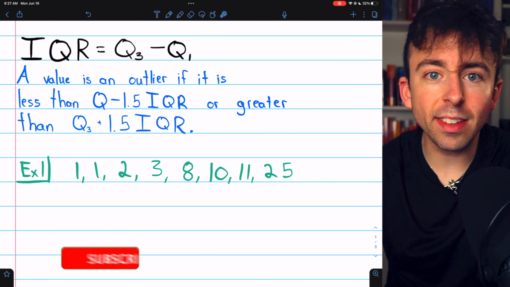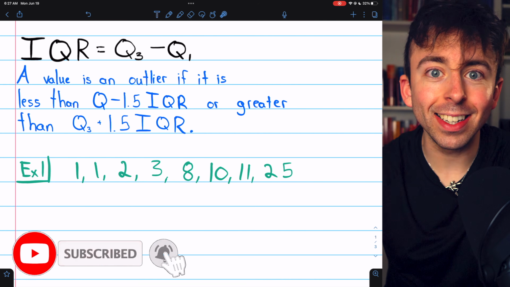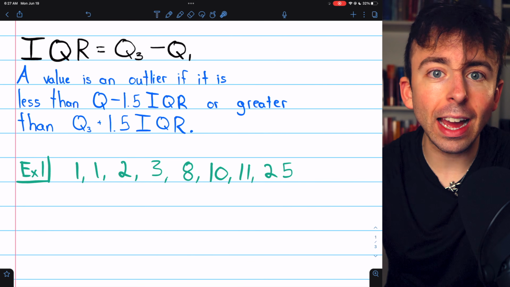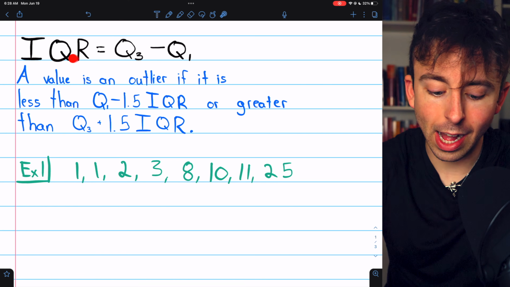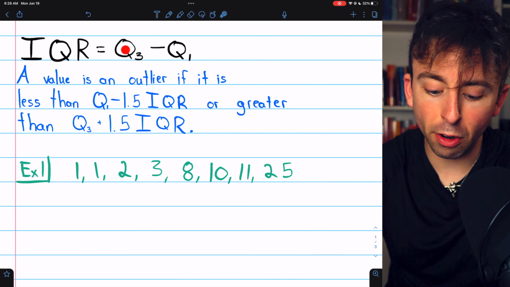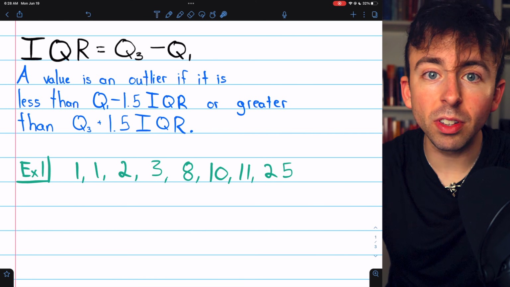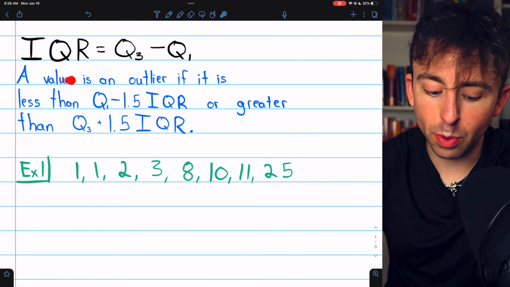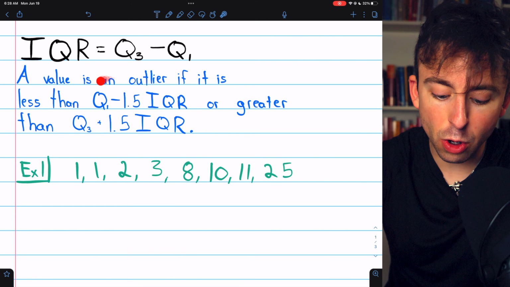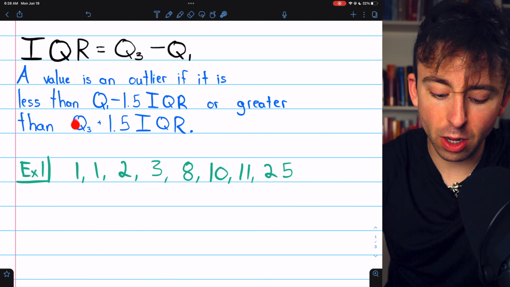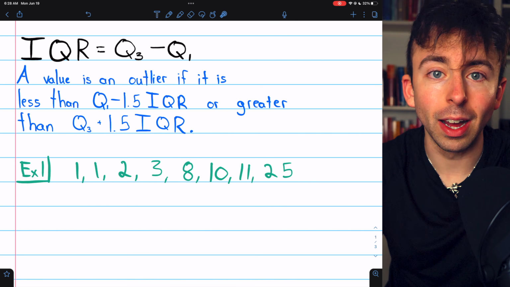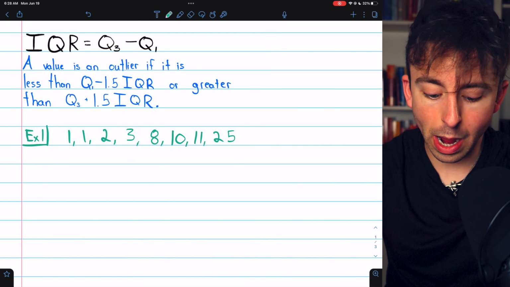We're going to do 3 examples with even and odd data sets of finding the interquartile range of a set of data and using that to identify any potential outliers. These are the facts you've got to know. The interquartile range, IQR, is just the third quartile, Q3, minus the first quartile, Q1. We can use this to identify outliers. A value is an outlier if it's less than Q1 minus 1.5 times IQR or greater than Q3 plus 1.5 IQR. With all that said, let's get into our first problem.